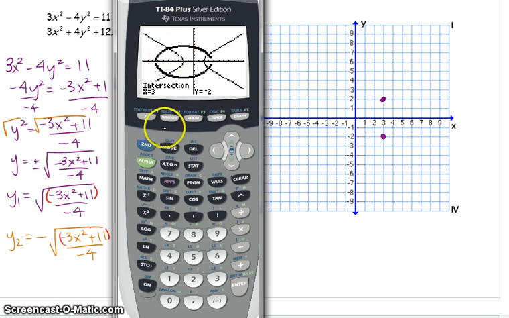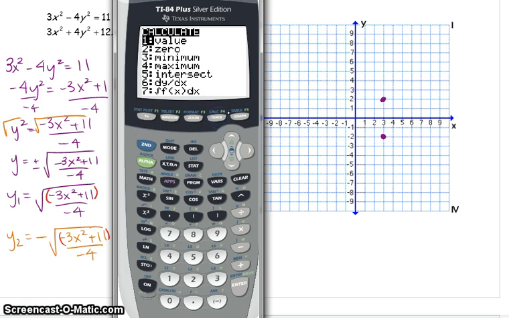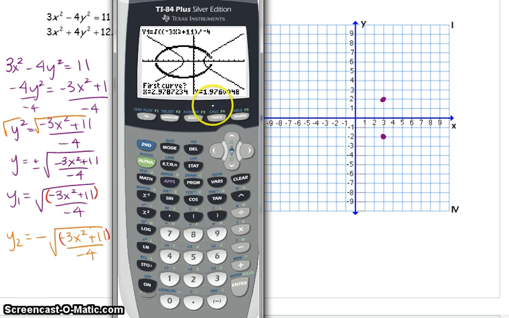Okay, so now let's do the other two intersection points. Second trace, intersect. So this time we're going to have to move over a lot to get to our intersection point. Here we go. So we're on our first curve. We're going to go for this top left intersection point, so we can hit enter.